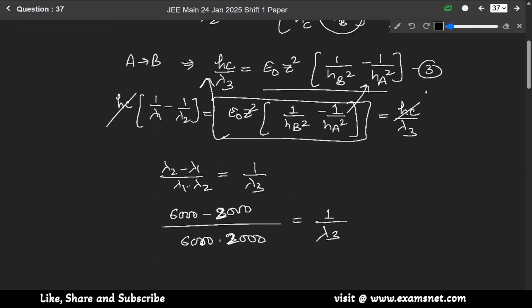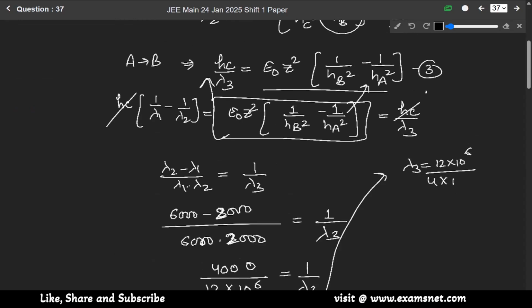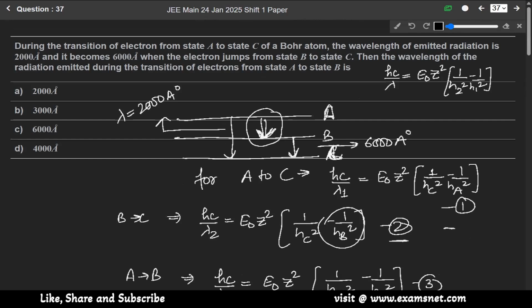And it will be equal to 1 over λ3. So when we solve it, we get 4000 over 12 into 10 to the power 6 equals 1 over λ3. So λ3 is equal to 12 into 10 to the power 6 over 4 into 10 to the power 3. 4 3s are 12. So λ3 will be 3 into 10 to the power 3, means λ3 is 3000 angstrom. So our answer is 3000 angstrom, means option B is the correct answer.